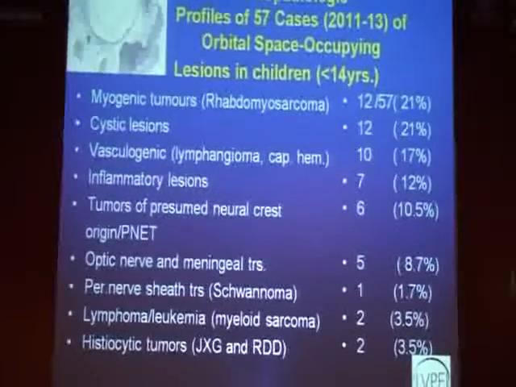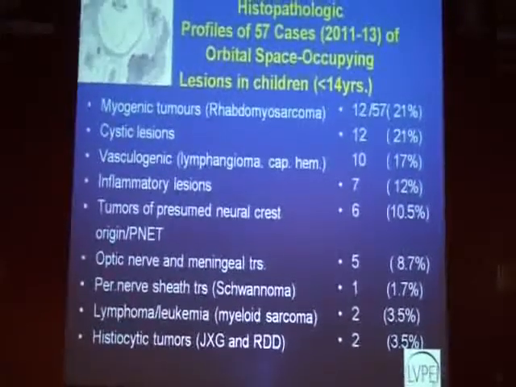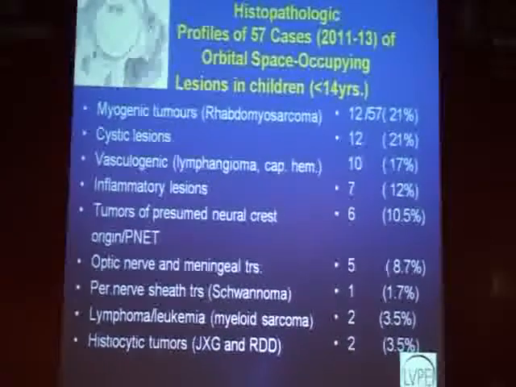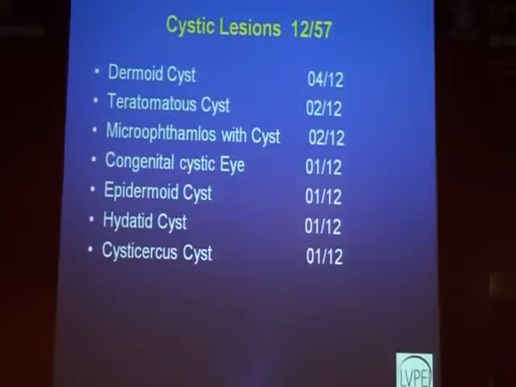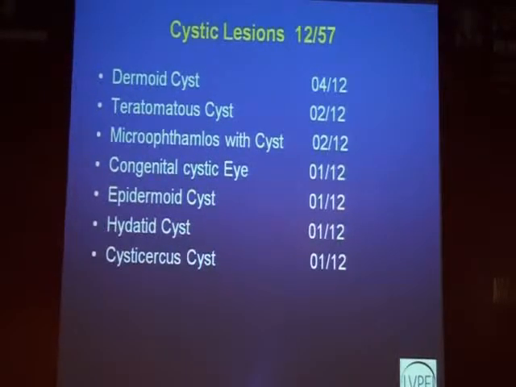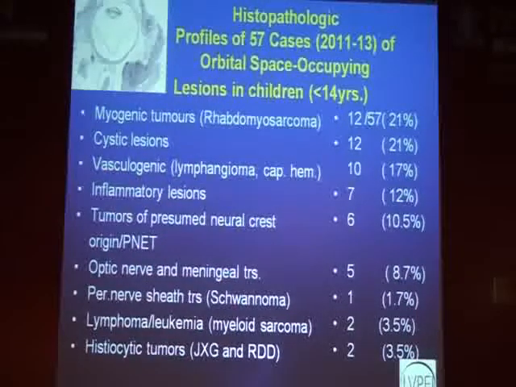So the most common tumor was rhabdomyosarcoma and constituted 21% of all the pediatric orbital lesions, with cystic lesions another 21%. The cystic lesions which we came across were dermoid cyst as the most common, that is 4 of 12, and the rest were teratomatous cyst, microphthalmos with cyst, a single case of congenital cystic eye, epidermoid cyst, hydatid cyst and a cysticercus cyst. Then the vasculogenic tumors forming another 17%.